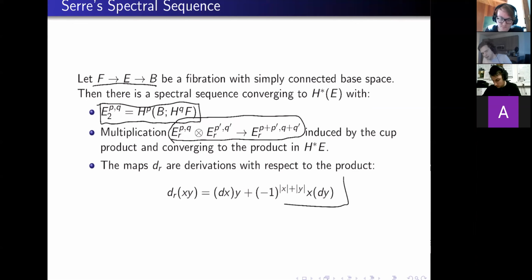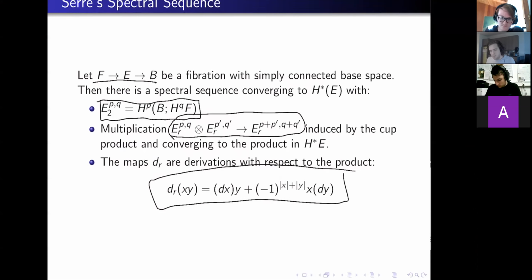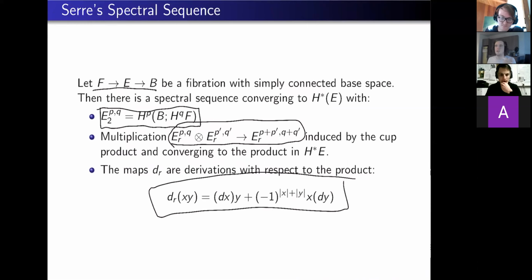And very importantly, the d_r respects this product in terms of being a derivation. This looks a lot like a chain rule, except you have this extra little sign, which is just a sign issue when you're working with these graded objects. Okay, so what is the multiplication? Because this is going to be very important: if you can get everything to boil down to a bunch of generators, and you know that d_r respects multiplication, then you can pretty much compute all of the d_r on all of the spectral sequences in terms of generators.